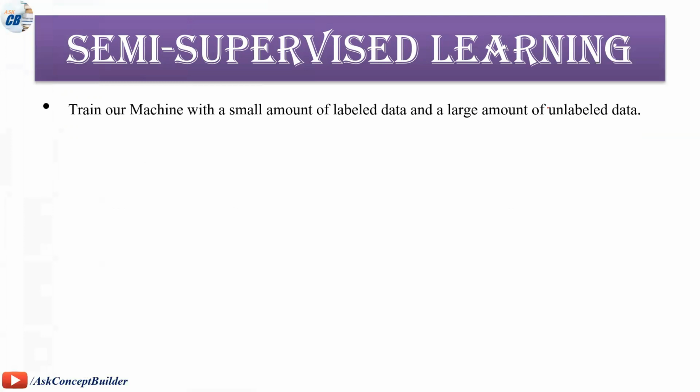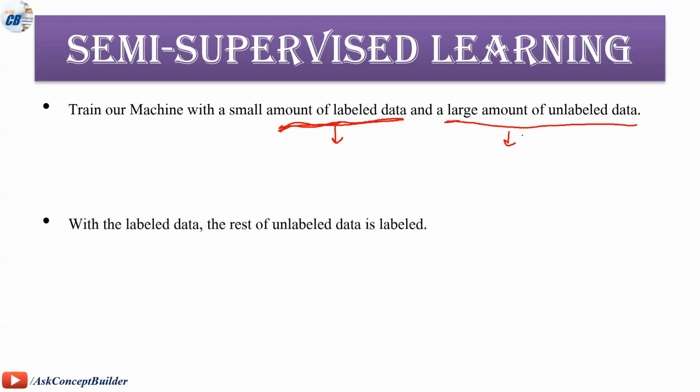Semi-supervised means that we train our machine with a small amount of labeled data and a large amount of unlabeled data. So the data is a mixture of labeled and unlabeled data. The shortcoming in supervised learning is that if we have a huge amount of data, it is very difficult to label the complete data. So in semi-supervised learning we label only a small amount of data and have a large amount of unlabeled data.